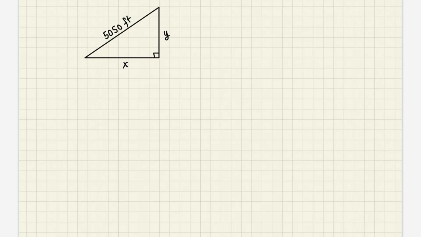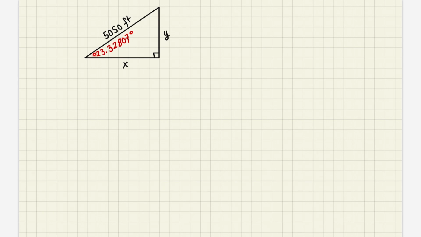So this is the right triangle from the previous page. This is the hypotenuse, 5,050 feet. This is Y and this is X. This is theta. So I found that it was 23.3. However, I will need to use this theta for further calculation, so I will have a couple more decimal places instead of using the rounded answer. Instead of using 23.3, I will use 23.32807 degrees.